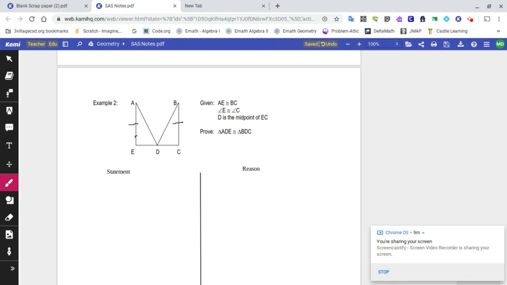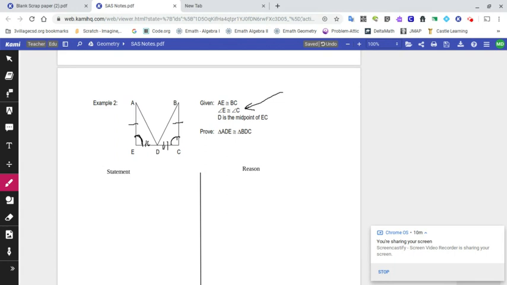Now be careful, they look like they're right angles, but you can't go by the appearance of the diagram. You can only go by what you're told. So don't say angle E and angle C are right angles, because that's not what this says. It says they're congruent to each other. That's really all you need. Don't say anything else. And then D is the midpoint of EC, so that's going to mean that these two are congruent.